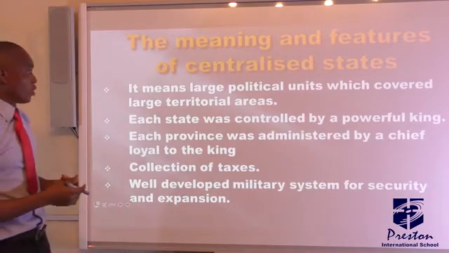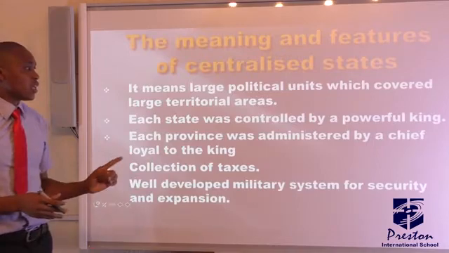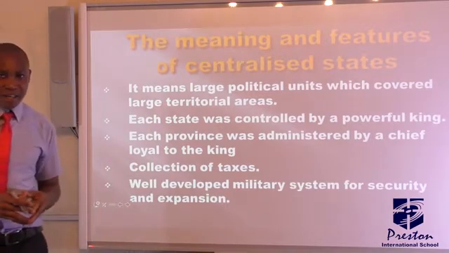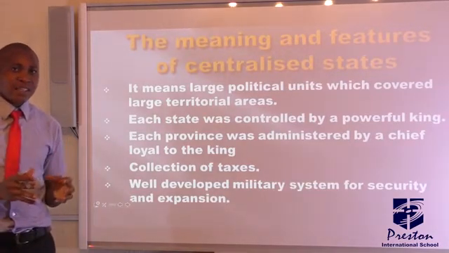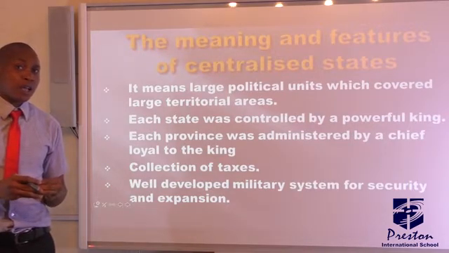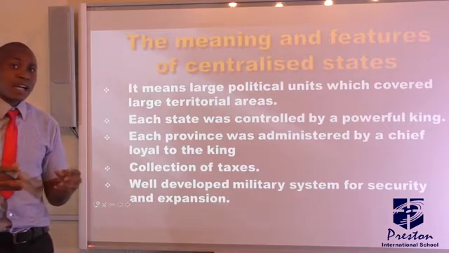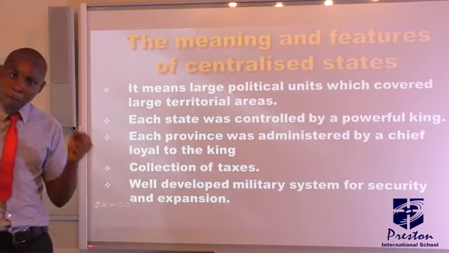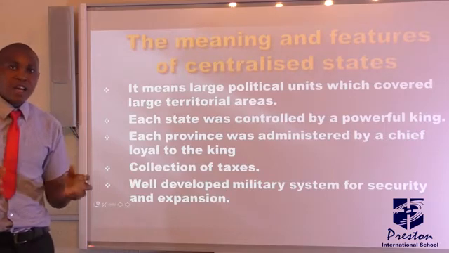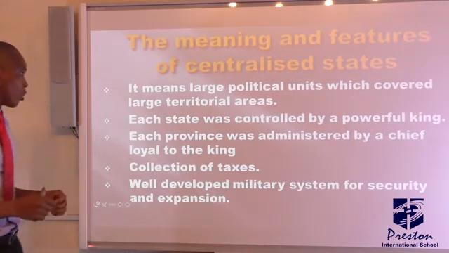Let's look at some of the features of centralized states. Number one, each state was controlled by a powerful king. Every centralized state had a powerful king. For instance, in Oyo Empire, Oranmiyan was the first king, and after that we have Ajaka, we have Shango. They were powerful. So every centralized state must be controlled by a powerful king.